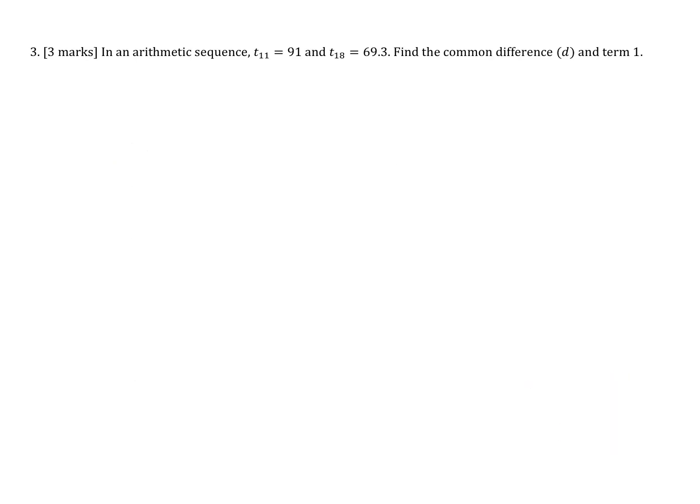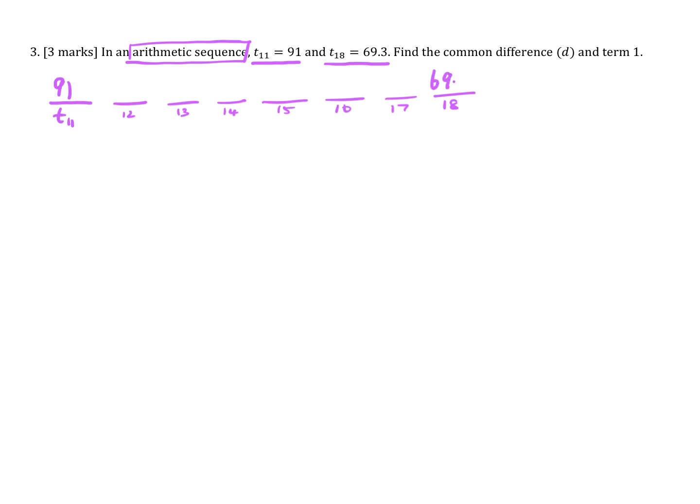Okay, question 3. In an arithmetic sequence, term 11 equals 91 and term 18 equals 69.3. Find the common difference and term 1. Okay, here's what I'm going to do. I'm going to do it in 2 ways. First, I'm going to go, that would be term 11, term 12, term 13, 14, 15, 16, 17, 18. Okay, this is an arithmetic sequence. That one there is 91, and this one here is 69.3.